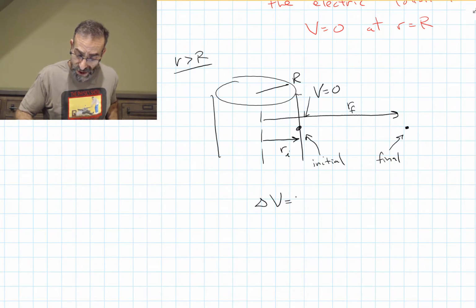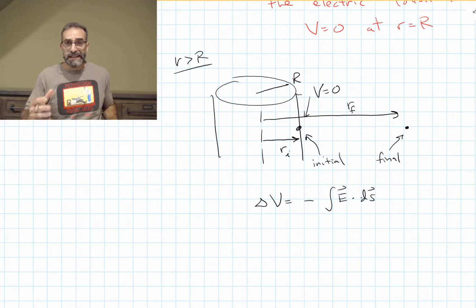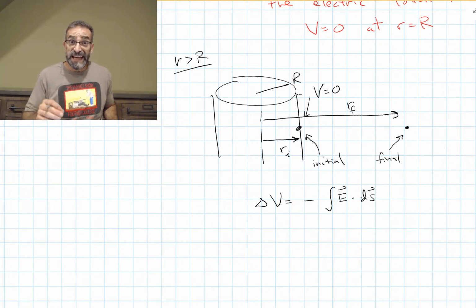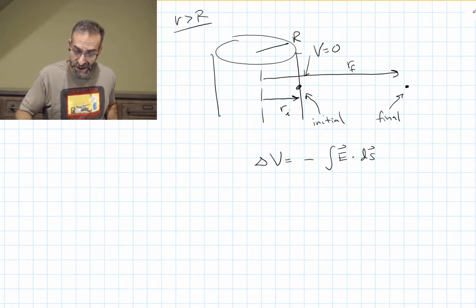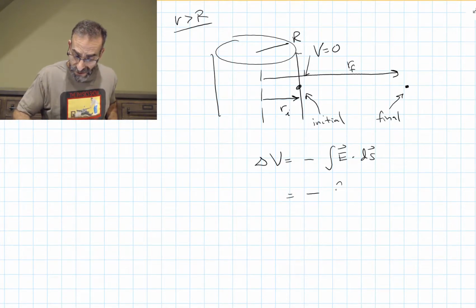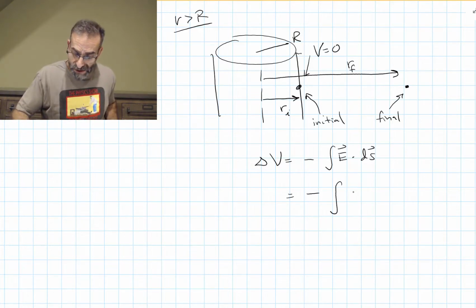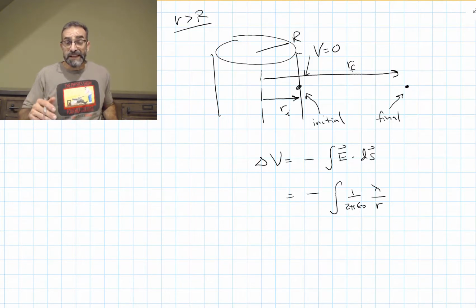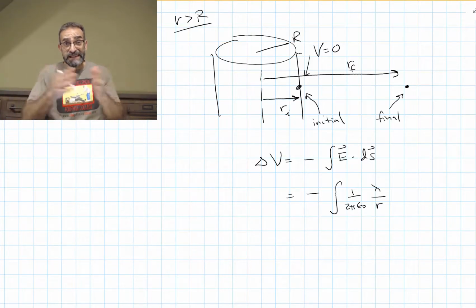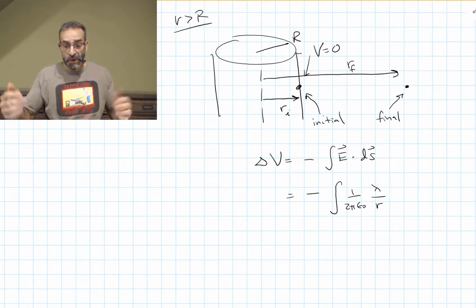The change in potential is minus the integral of E dot ds. Now I'm going to try to get my minus signs right, and in the end I'll just fix it if I'm wrong. So let's see what we get. What is the electric field? Well, I just found that using Gauss's law. There's my electric field. ds in this case is just dr, right? We're moving radially in and out in a cylindrical coordinate system.